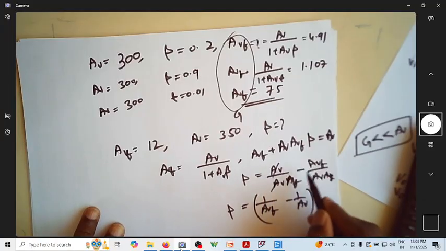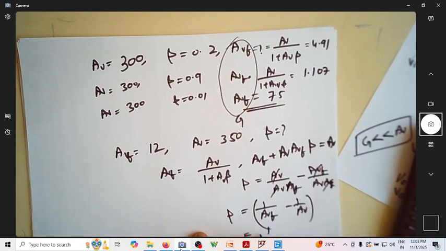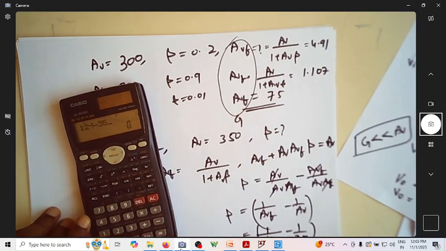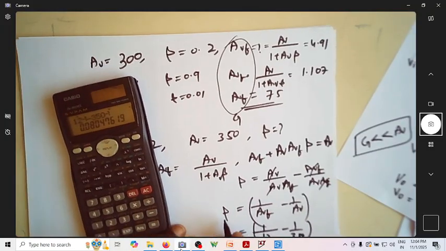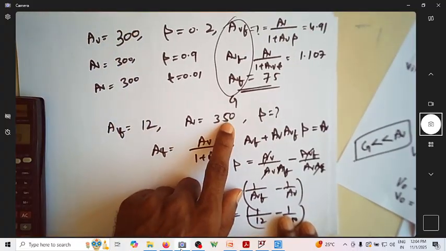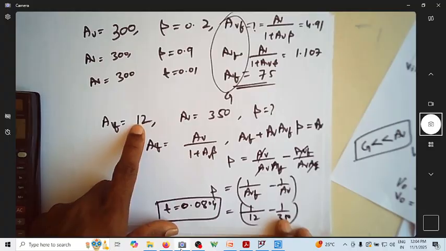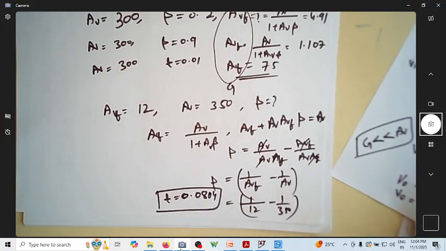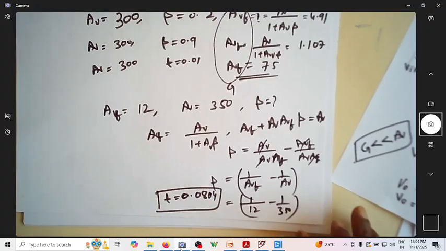So this will cancel with this, and you'll end up with 1 over AVF minus 1 over AV. Now what is the example you have? You have 1 over 12 minus 1 over 350. So it is 12 inverse minus 350 inverse, and beta is 0.0804. So out of 350, upon doing a negative feedback, you have to feed back only 8.04% of the output to the input.